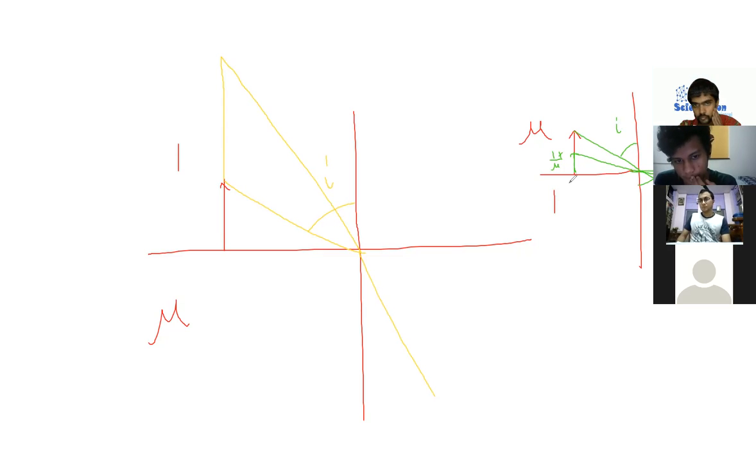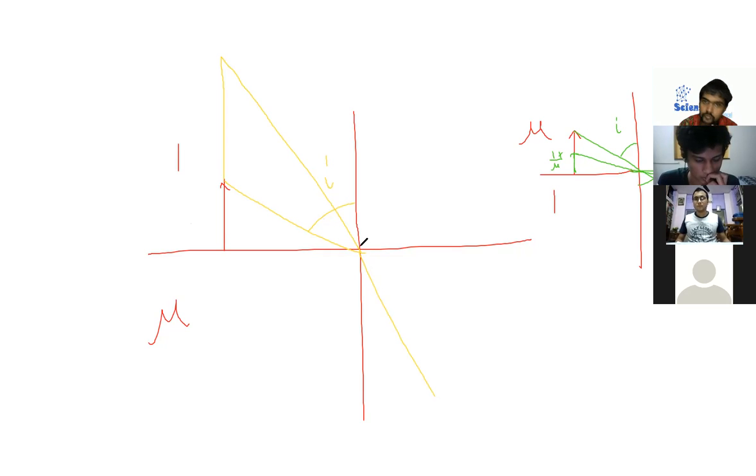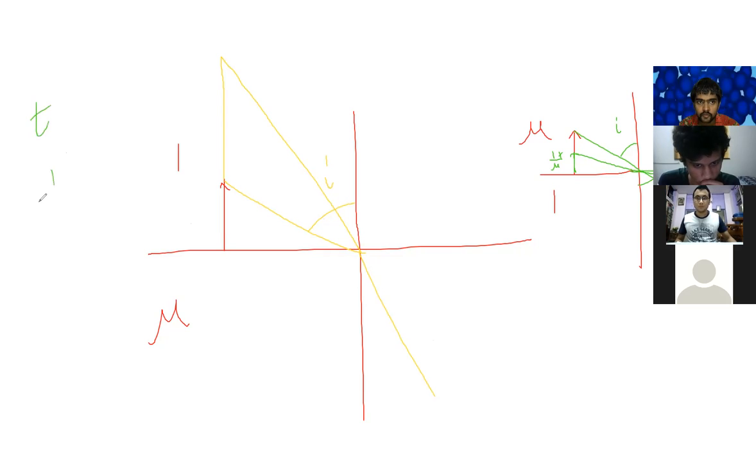If it is 45 degrees, would it be the same? Why? It will depend on the refractive index, no? Correct. It's bending towards the normal because it's becoming a thicker medium, no? So that's why if the original height was t, the new height will be 1 by mu into t.